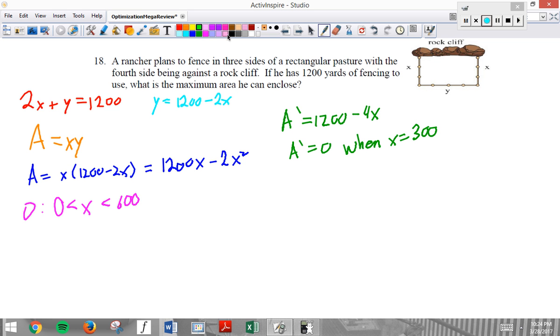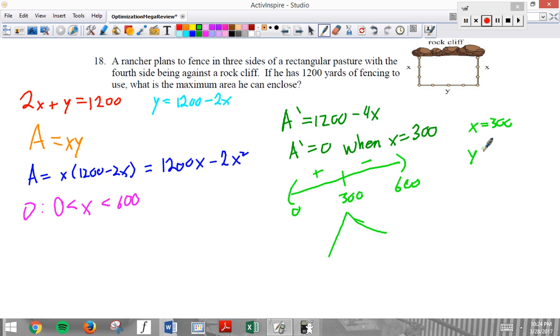Let's make a number line. That is one crooked line. One's over here. And then this will be a negative number. So we're increasing and then we're decreasing. Okay? So x equals 300.